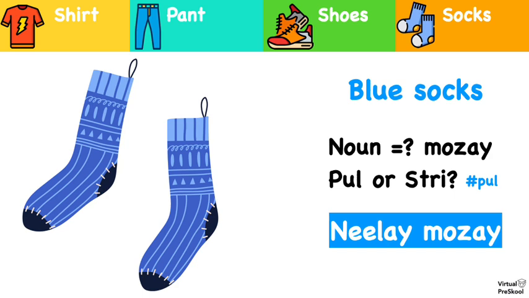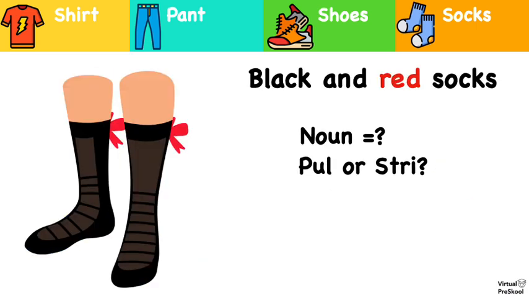Why isn't it neela mozay instead of neele? Because your noun socks is plural. If it was blue sock, then it would be neela moza. But this is blue socks, more than one. So it's neele mozay. All right, how do we say black and red socks in Hindi?